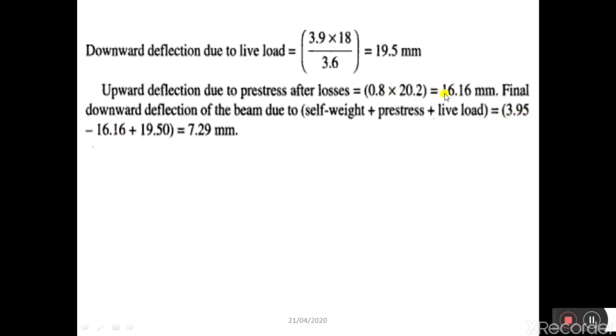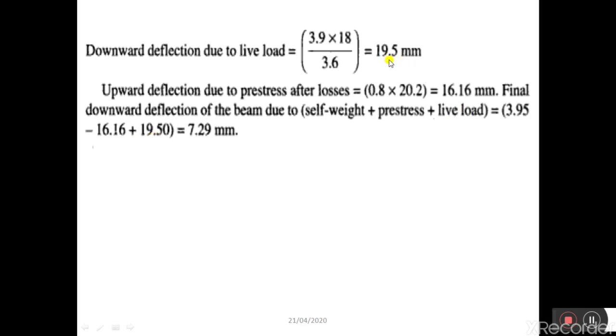16.16. That is a deflection in upward direction, and deflection in upward direction means it will be like this, like this. That means it is in a hogging shape. That means it is negative. So minus 16.16 plus 19.50.